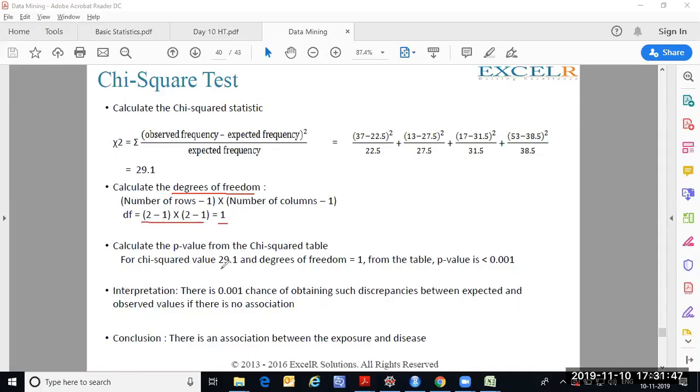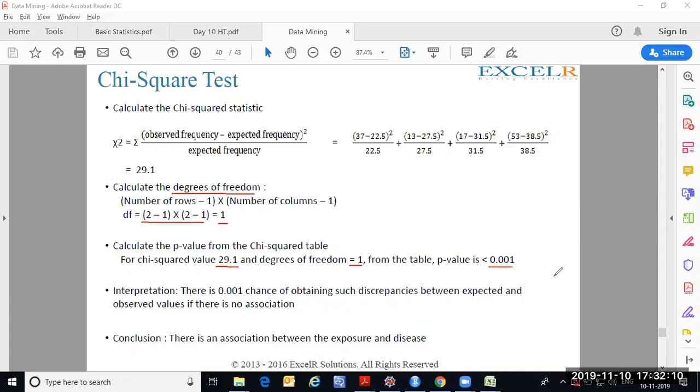Now, if we calculate the p-value, we need to look at the chi-square table to get the p-value. P is nothing but the probability, which is the area under the curve in chi-square. This is the chi-square value and this is the degrees of freedom. At this point, the overall p-value is 0.001.